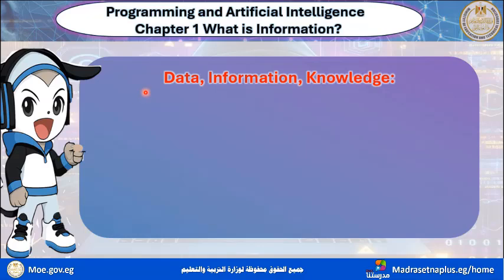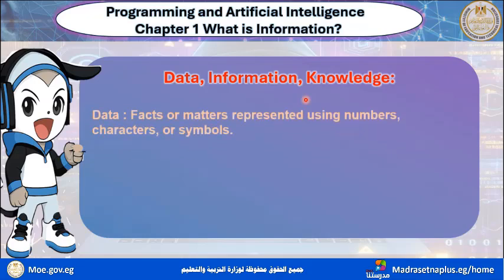Well, do you know the meaning of data, information, or knowledge? Can you differentiate between the three of them? Let's check the definition for each one and know how to differentiate between these three idioms or these three words. Starting with data. Data means facts or matters represented using numbers, characters, or symbols.